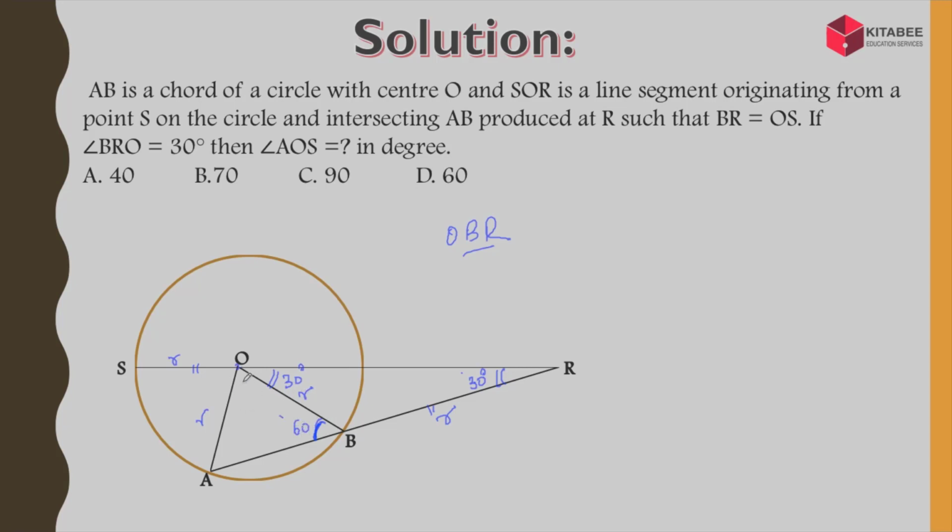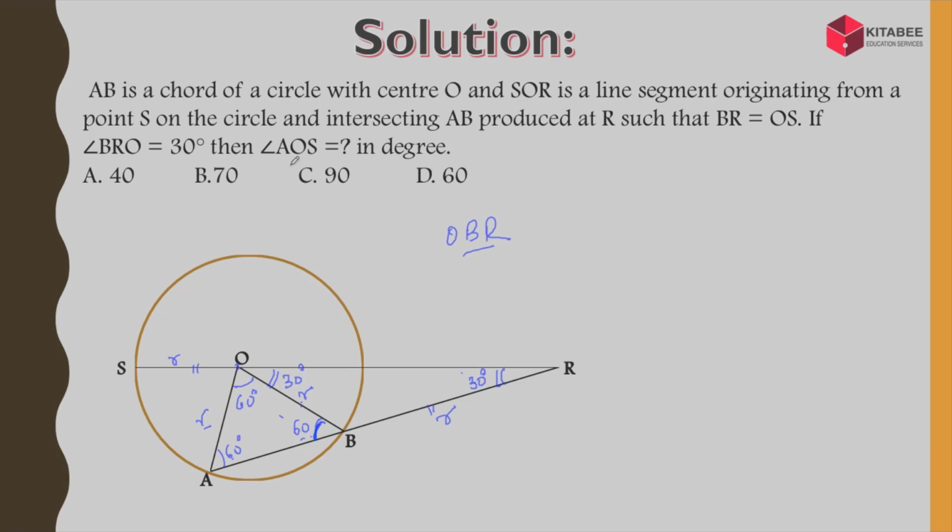Now also, as you can clearly see, OB is equal to OA. Both are the radius of the circle. So this angle should also be equal to 60 degrees, right? Both the sides are equal, so these two angles must also be equal to 60 degrees. And also, in a triangle, sum of the angles is always equal to 180 degrees. This is the angle sum property. So if this is 60, this is 60, then this angle would also be equal to 60 degrees. So this becomes an equilateral triangle, right?